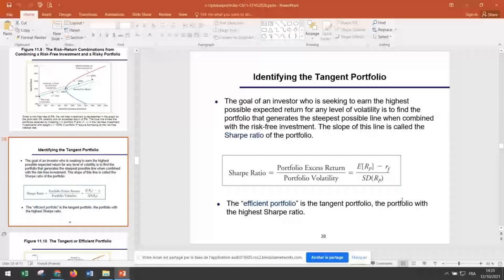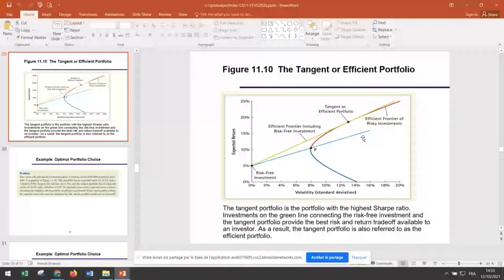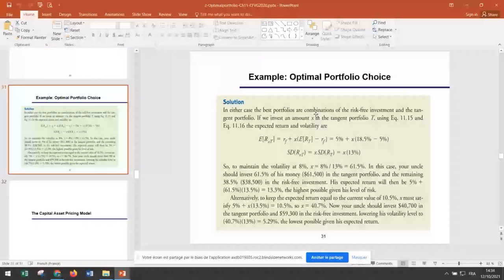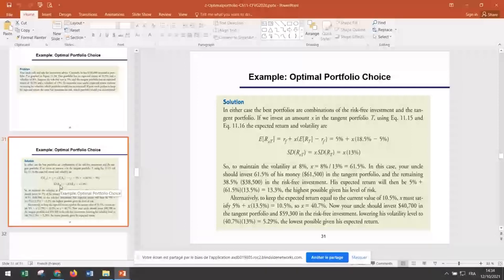Okay, so as you can see here, the blue line is not the most efficient portfolio. To get the tangent portfolio, you have to move up until you get the highest slope from your investment choices. So you should probably revise a little bit on how to find the best combination of the risk-free investment and the tangent portfolio. You can revise something like this.